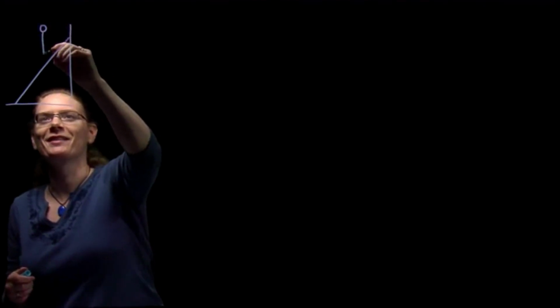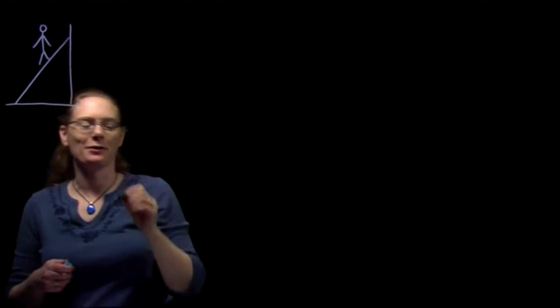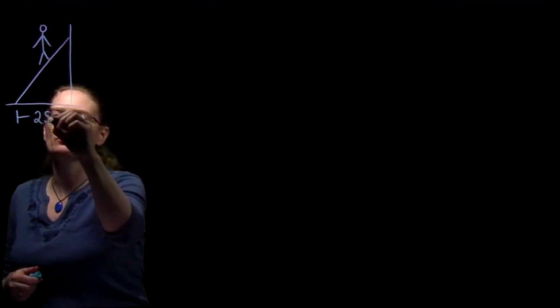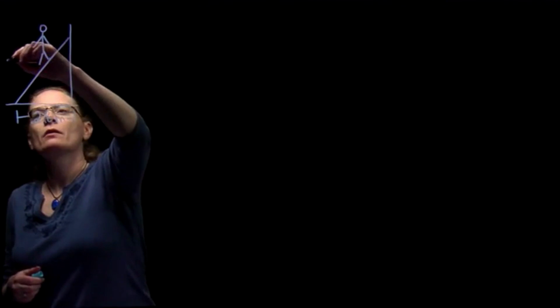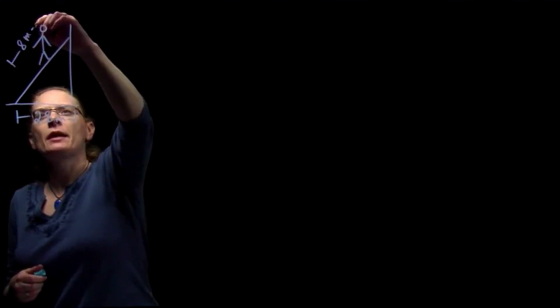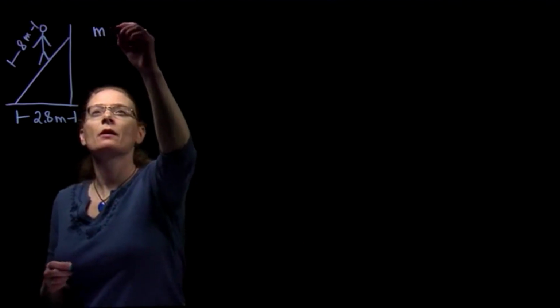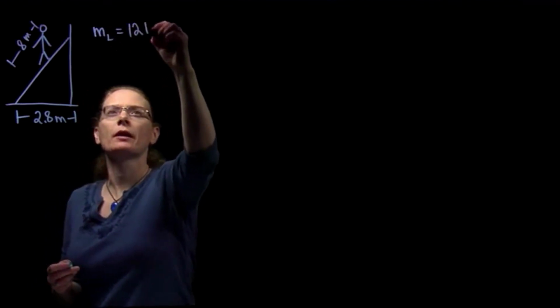So this is an interesting one. We're just going to follow our normal process. So I've got a house and ground and a ladder, and I'm going to stand on the ladder somewhere. Okay, good enough. What do we know? We know that we put this 2.8 meters from the side of the house. The length of the ladder is 8 meters. And we know the mass of the ladder is 12 kilograms.